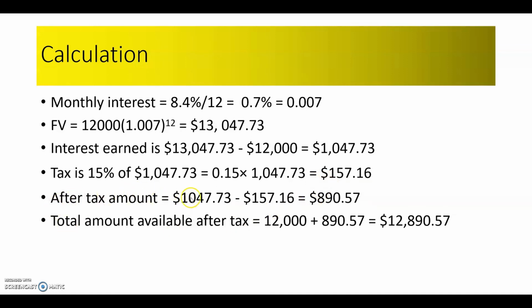Then after-tax interest will be, we get the interest, we subtract the tax, so we get our 890.57. So that is what is left of what we get as our profit after the taxes are deducted. And for the total amount available after tax, we simply get the principal, we add what is left after deducting the taxes, and we get 12,890.57.